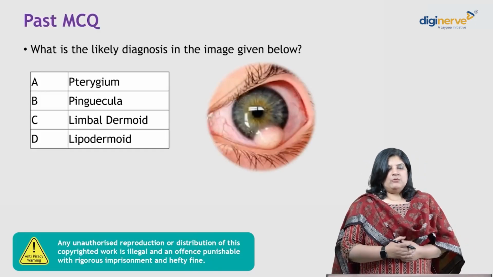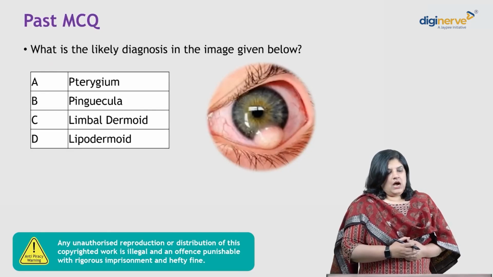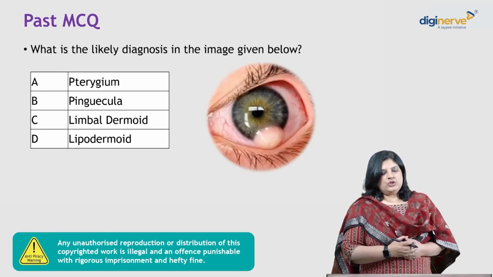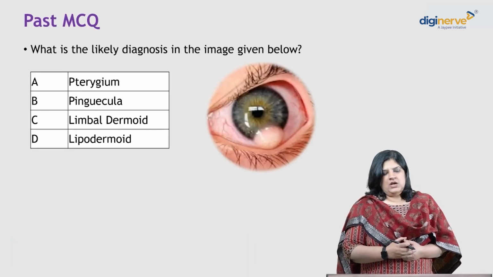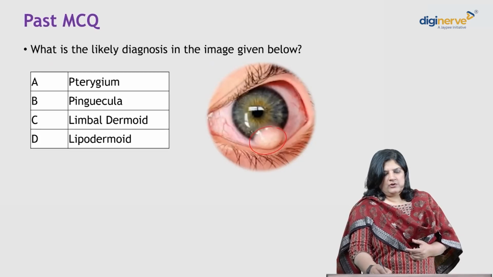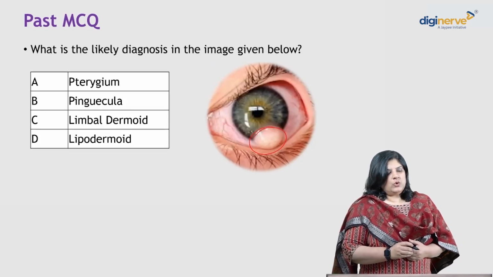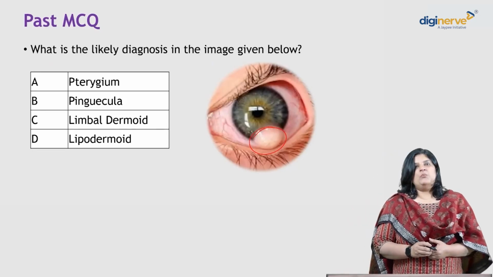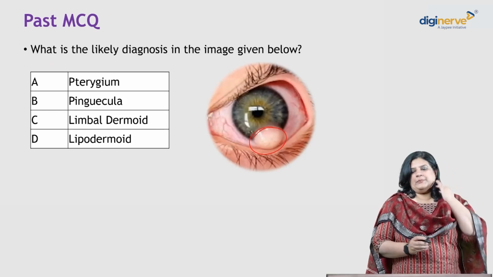The first question for this section, which has been asked in a previous exam, includes different options which want you to recognize this pathology. They have given us a picture, and there is, as you can see, a nodular lesion in this picture at the limbus margin. So the options are pterygium, pinguicula, limbal dermoid, or a lipodermoid.